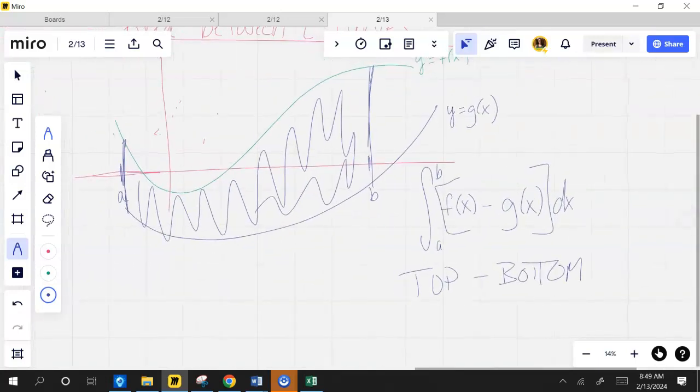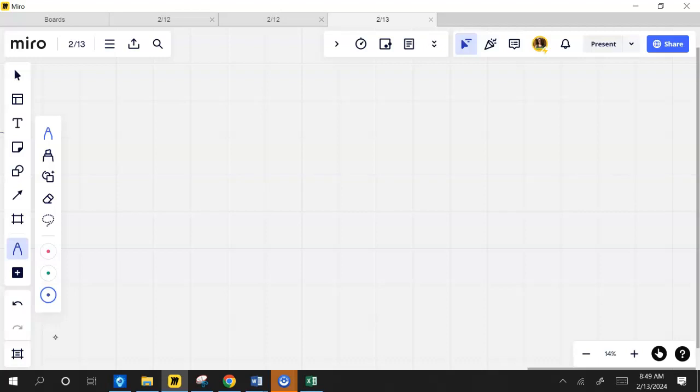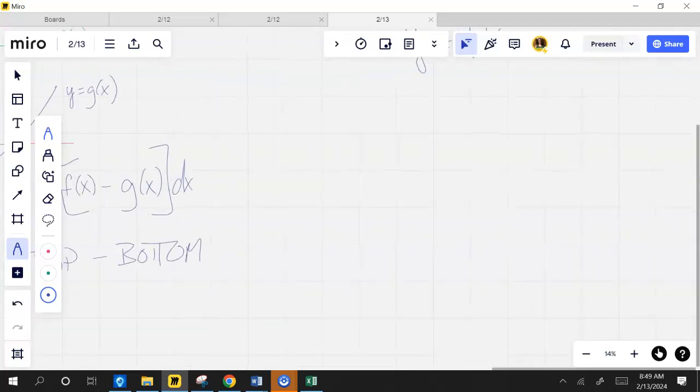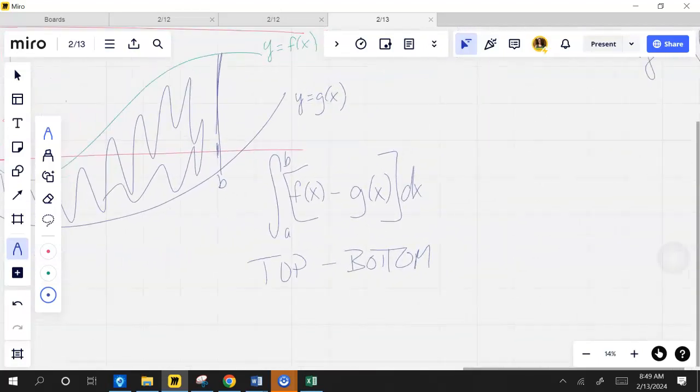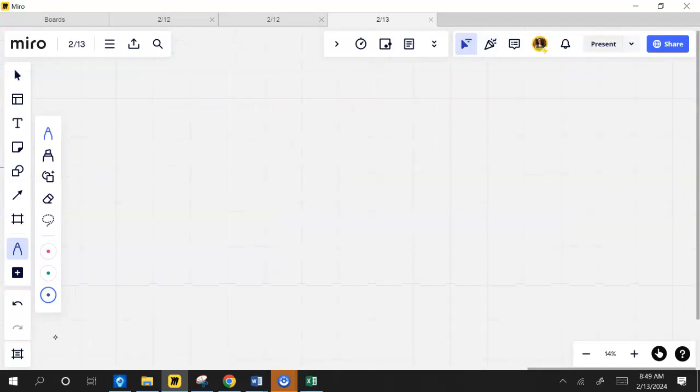Got it? I'm going to do a different equation. In your homework tonight, these will all be graphed for you. You won't always be that lucky. Find the area between the two curves. And you've got to figure that out.